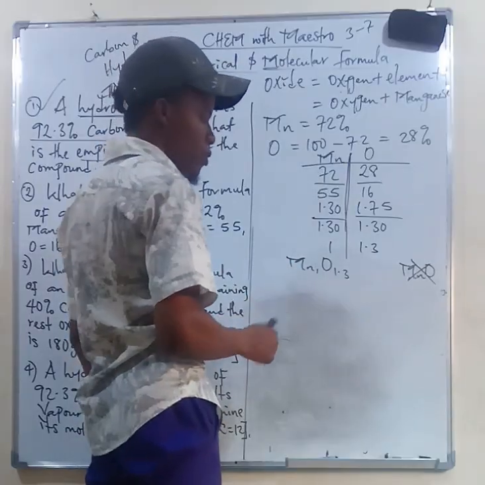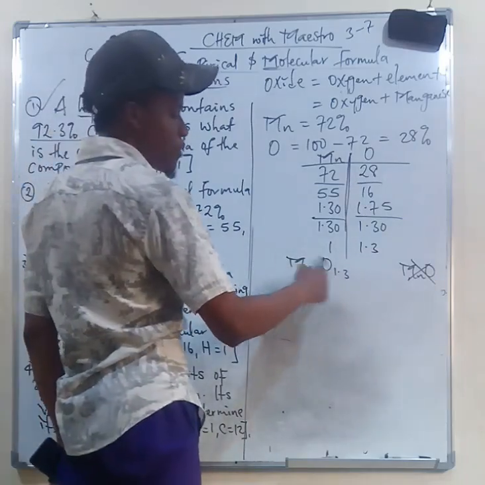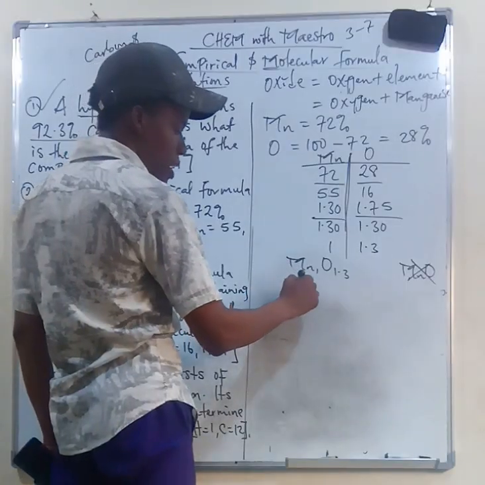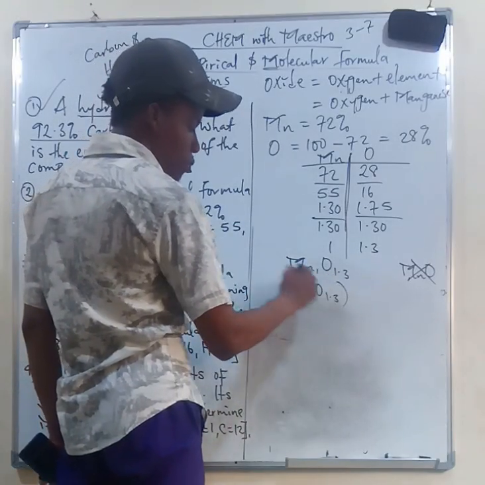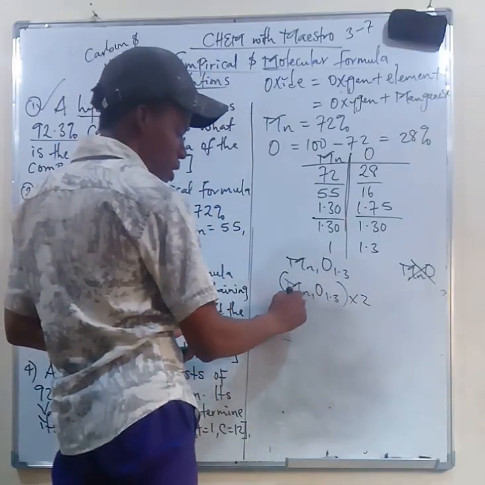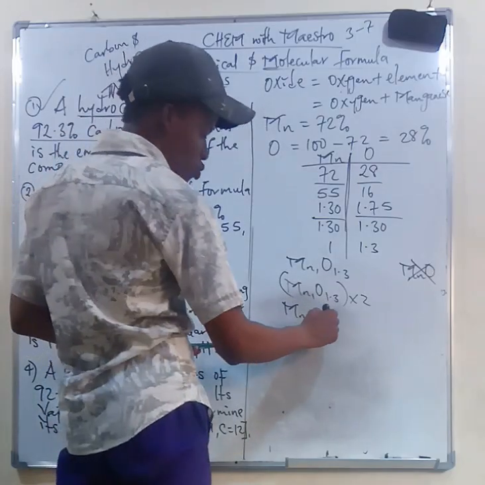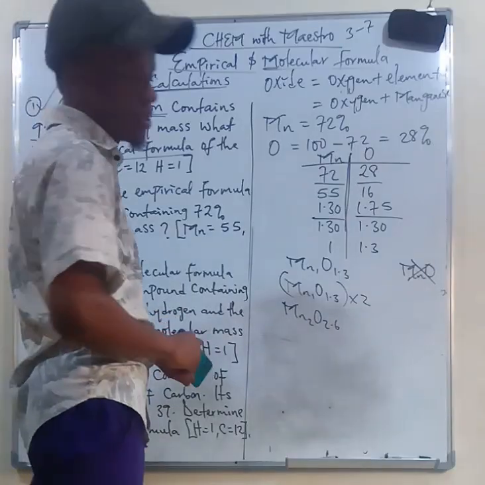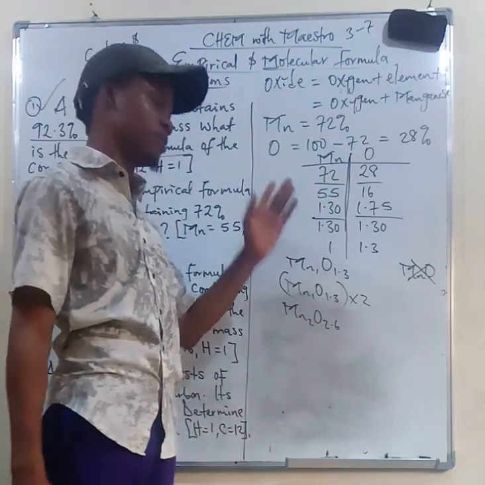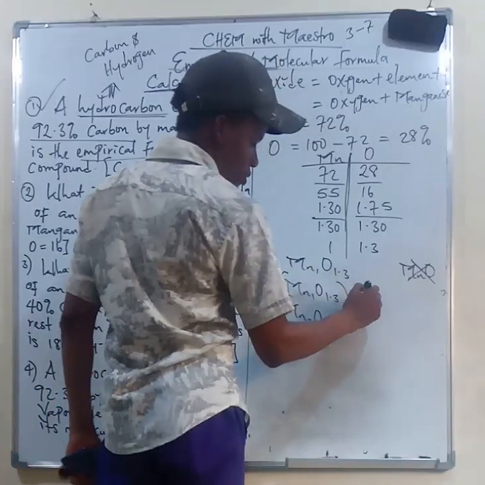Just multiply through by a coefficient, a number. So in this case, we cannot just approximate this. We have to multiply by a coefficient. We're going to start with 2. So Mn1 O1.3, we are multiplying by 2. Let's see what we get. 1 times 2 is 2. So we have Mn2 O, 1.3 times 2 is 2.6. Now we still cannot approximate, because the first number after the decimal point is 6, and I told you from 3 to 7, do not approximate. So we'll now try 3 to see if 3 will work.